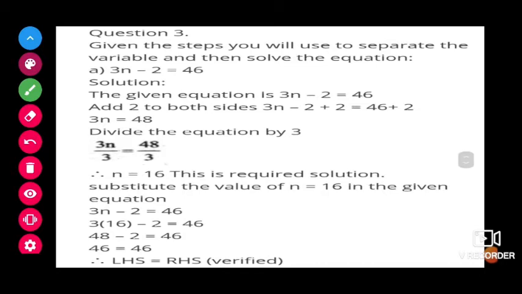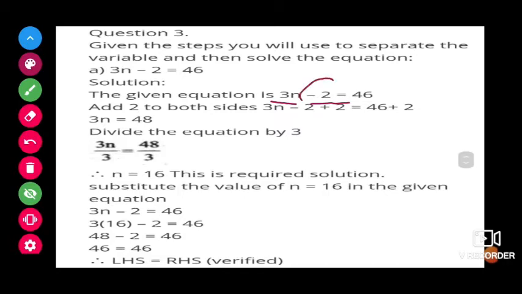Next one, given the steps, you will use to separate, same heading, children, please do. For these, nothing but solution of the, solve the equation. Indirect way means give the variable and constant, we have to separate. That's it. The way we did the same thing, we are going to do here also. First one, 3n minus 2 is equal to 46. Here in the given equation 3n minus 2, two terms are there. The first term is the n term, the term which is having n, and one more is a constant.